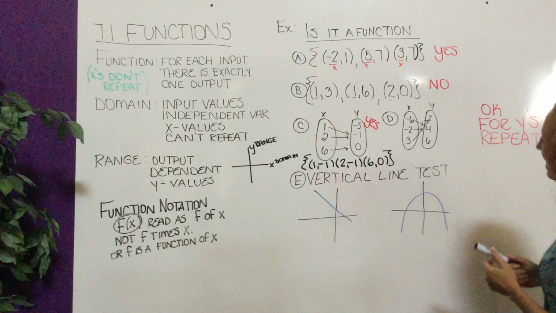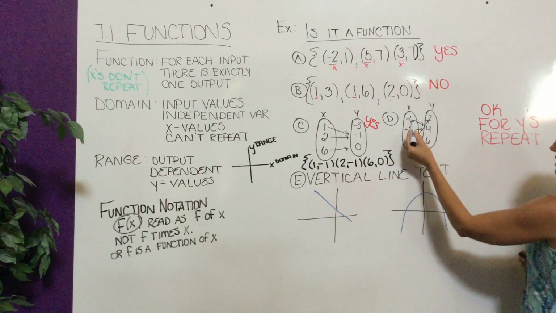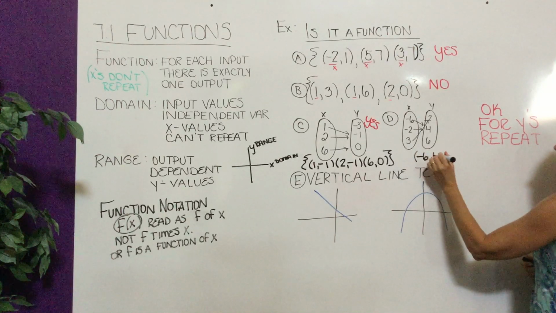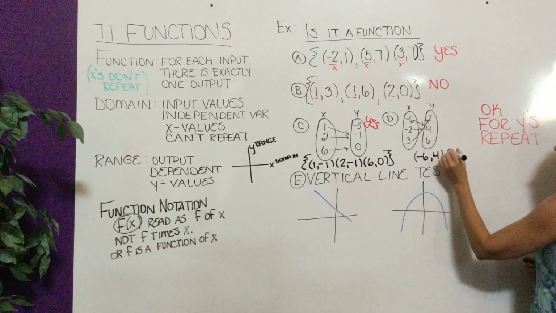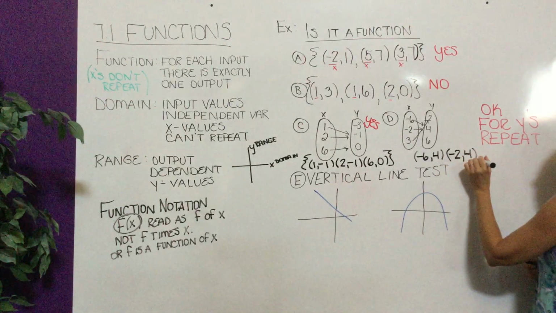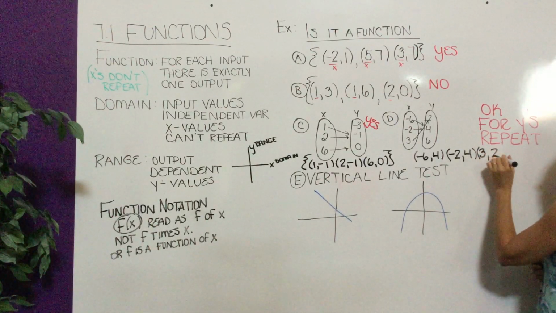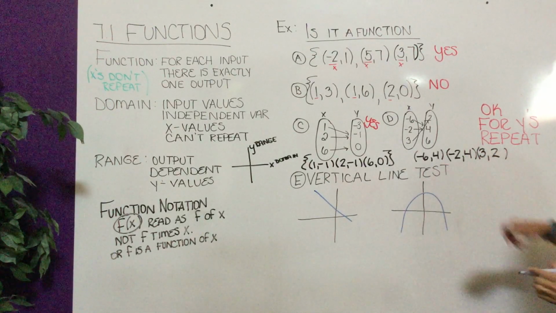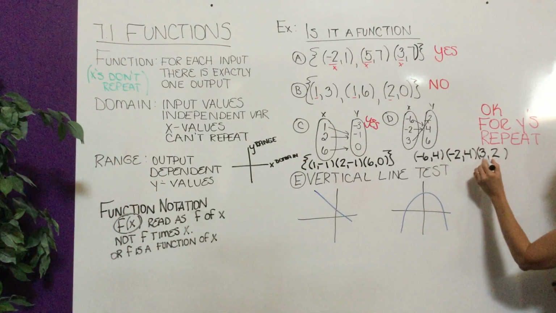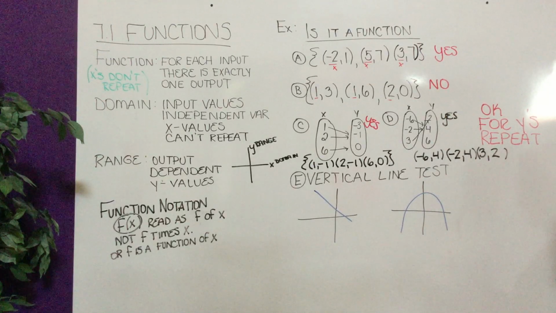So let's look at this one. It looks like 6, -6 is being matched with 4. It looks like -2 is also being matched with 4. And then it looks like 3 is being matched with 2. So you don't always have to go straight across there. And so again, 3 different x's. Yes, it is a function.